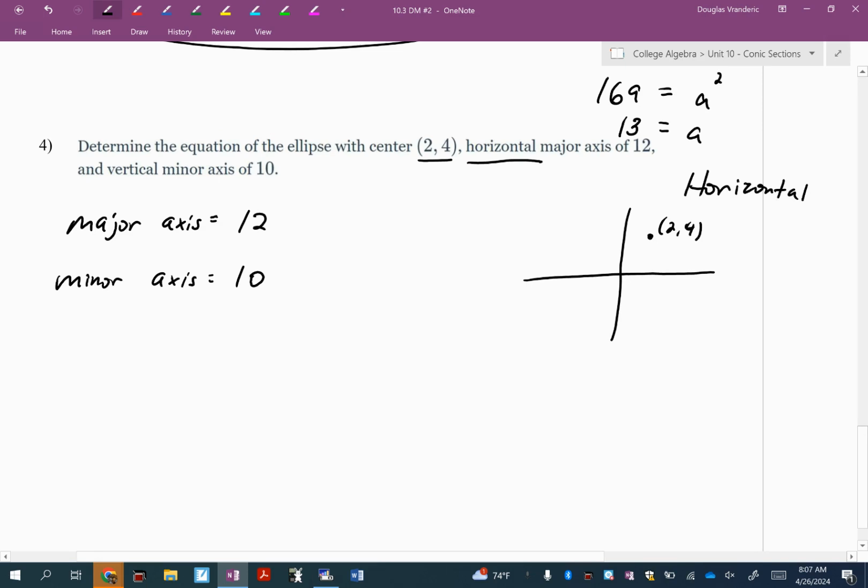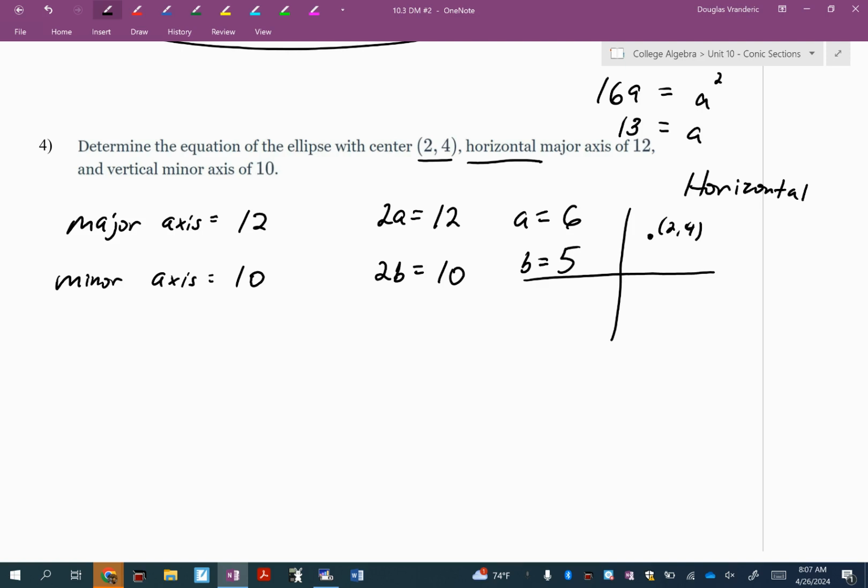All right, so do I know the center? I now know it's horizontal. Do you remember what I write for the length of the major axis? I know it's 12. But do you remember what I wrote from question number 2? It's 2 times A equals the major axis. And what did I write for the minor axis? 2 times B is equal to the minor axis. So what is A? 6. And what is B? 5. So now do I know all 4 things? I do. I know the center. I know A and B. And I know the type of ellipse, right?